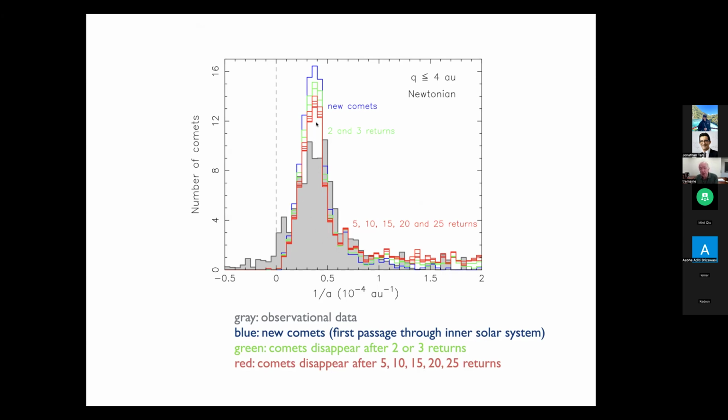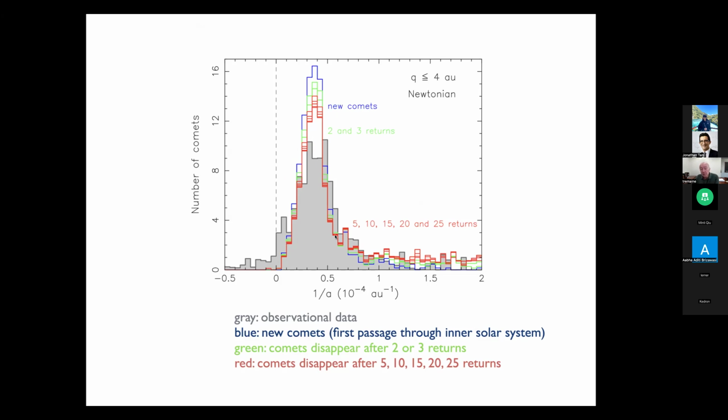Since we don't know what the fading law is, I put in different colors. Blue is new comets coming in for the first time. Green is comets that have come back 2 or 3 times. And then the red is anywhere from 5 to 25 returns. You can see that if you assume the fading law eliminates comets after a handful of returns, you can get a very good agreement, with essentially no free parameters, between the theoretical distribution of comets coming into the inner solar system and the observed shape of the Oort spike.